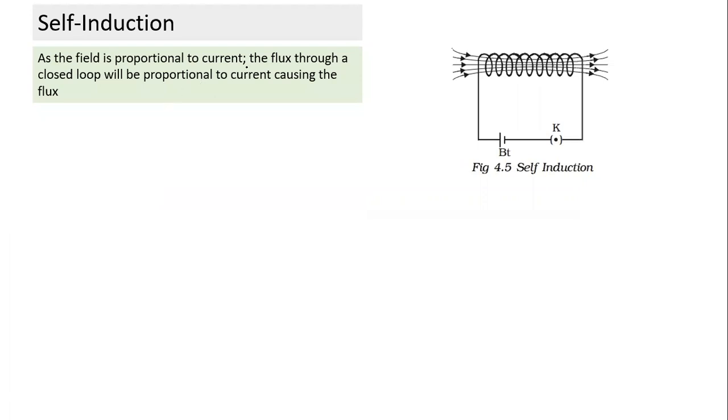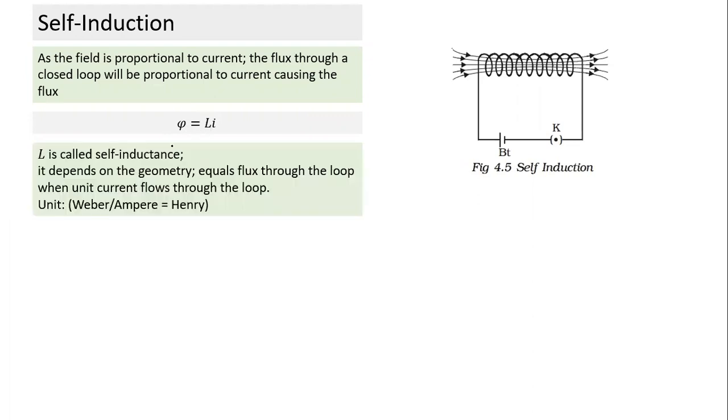As the field is proportional to current, the flux of the loop will be proportional to the current, not only in case of a solenoid, but other cases. So we can write something like this. What is L here? L is the constant of proportion. Phi is equal to L times I. And this constant of proportion is called self-inductance, self-induction, or sometimes coefficient of self-induction.